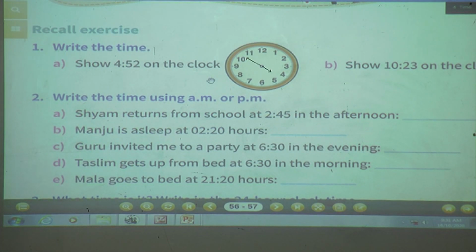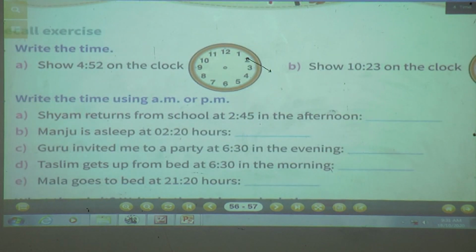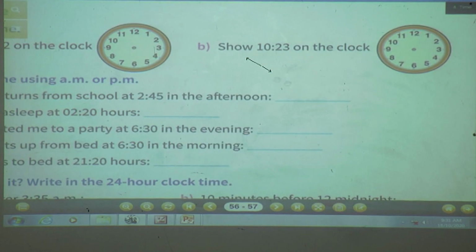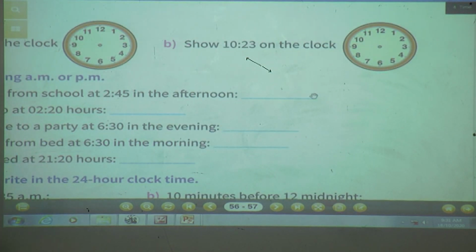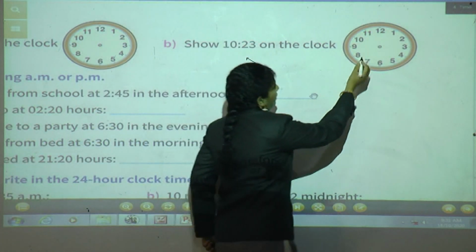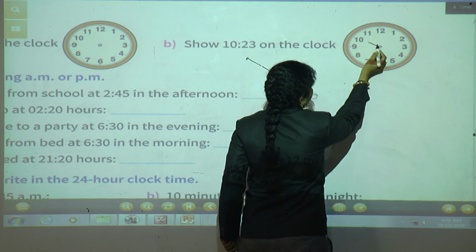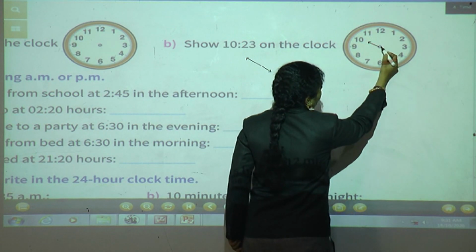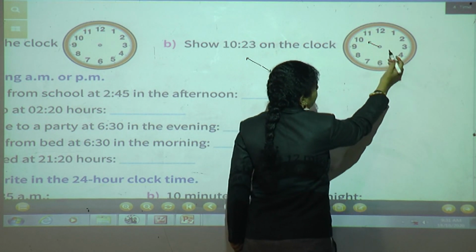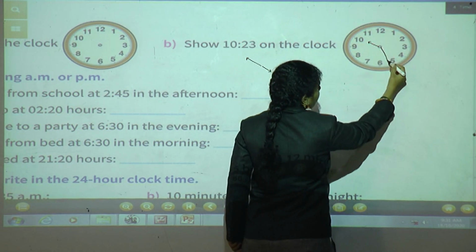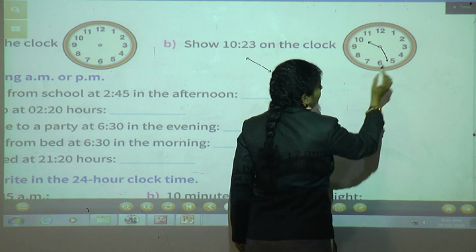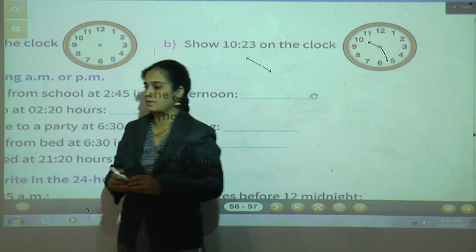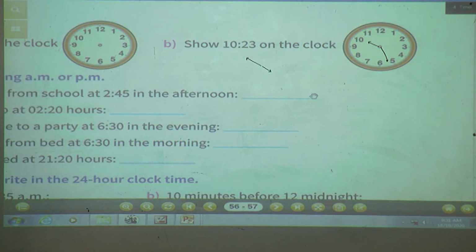Now show 10 colon 23 on the clock. For 10 we use the short hand, and 23 is between 4 and 5. Count 3 divisions after 5. Okay. Now next question.